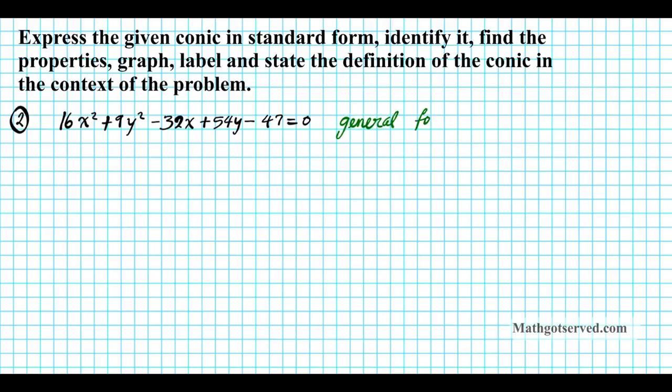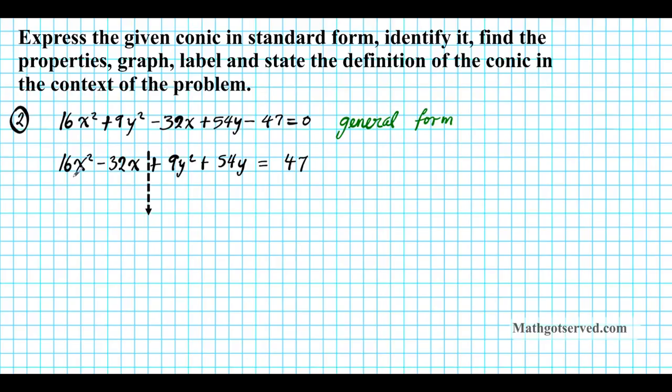All right, now our task, first of all, is to convert it to standard form so that we can find the properties with ease. Now let's organize our variables. 16x squared minus 32x, the x's together, plus 9y squared plus 54y, the y's together, and then you subtract 47 from both sides. Okay, what we're going to proceed to do now is split our variables into their respective worlds, the x world and the y world.